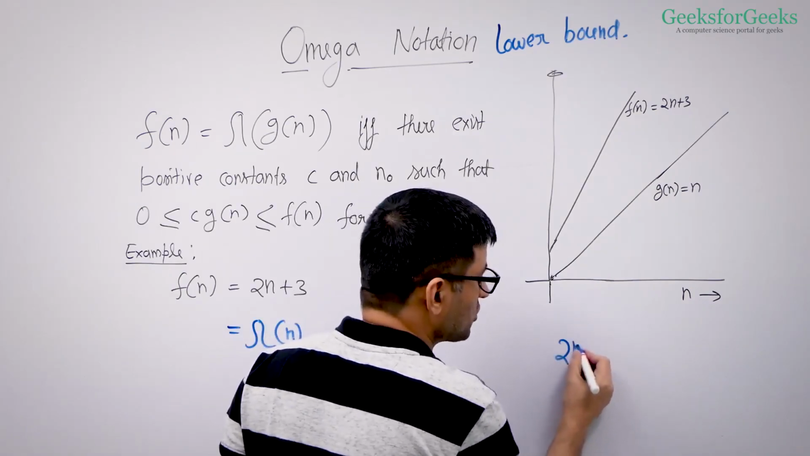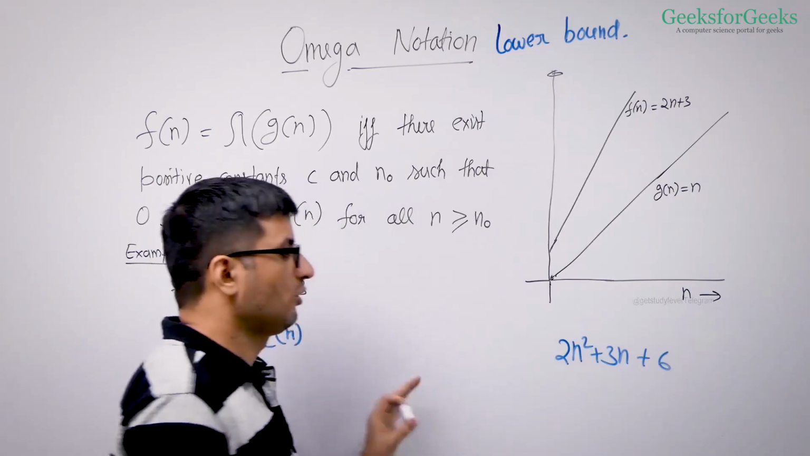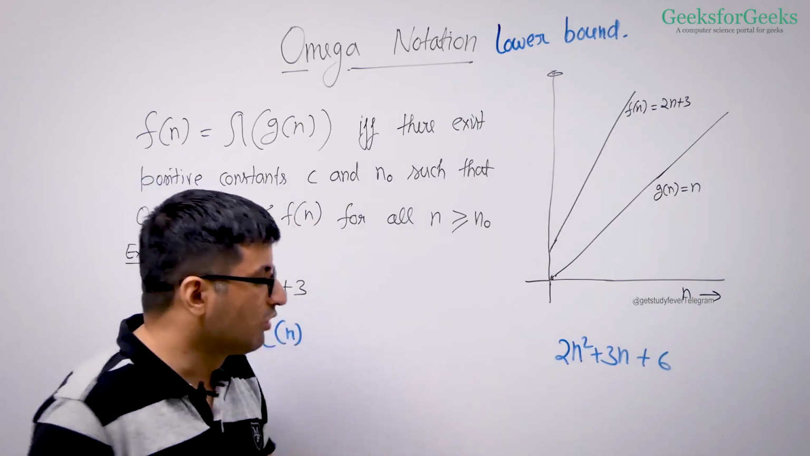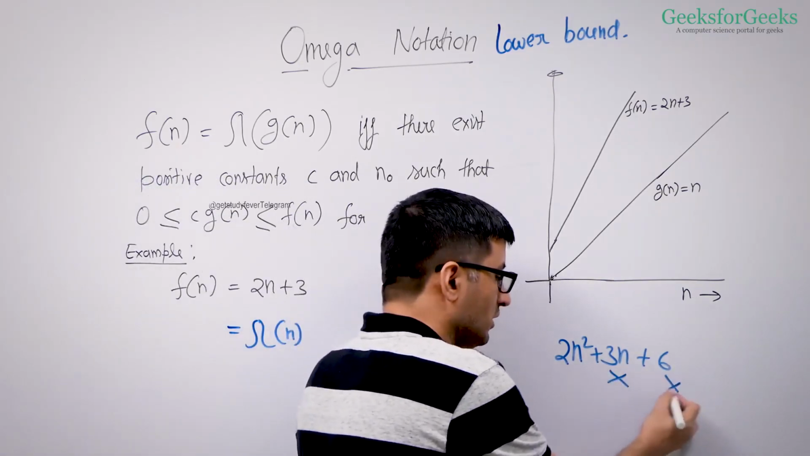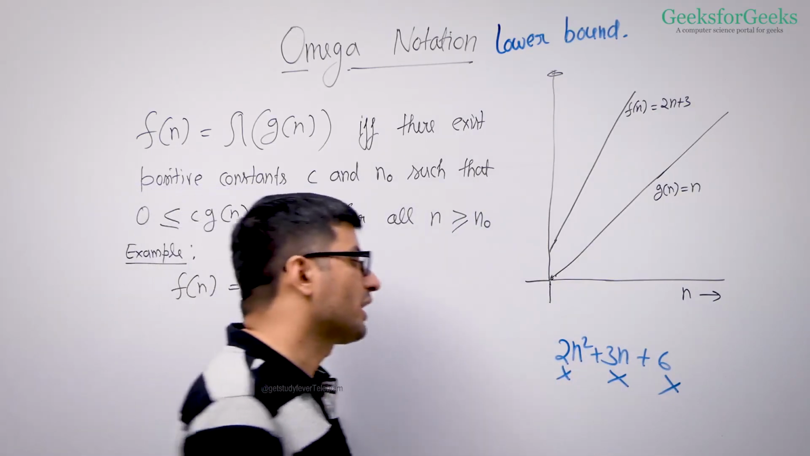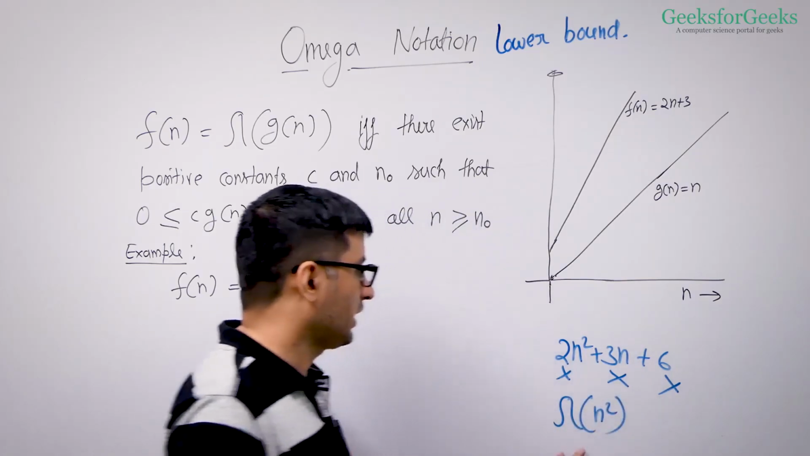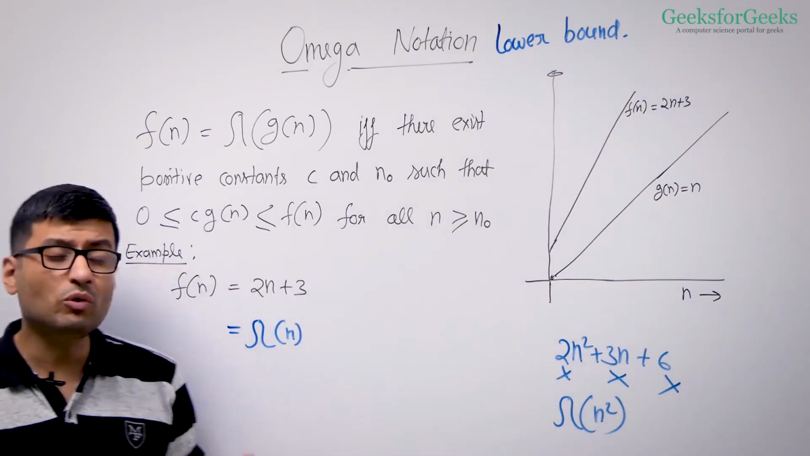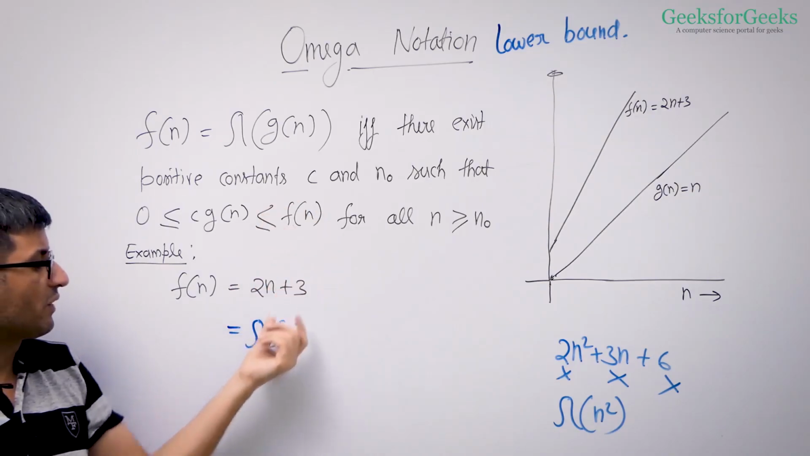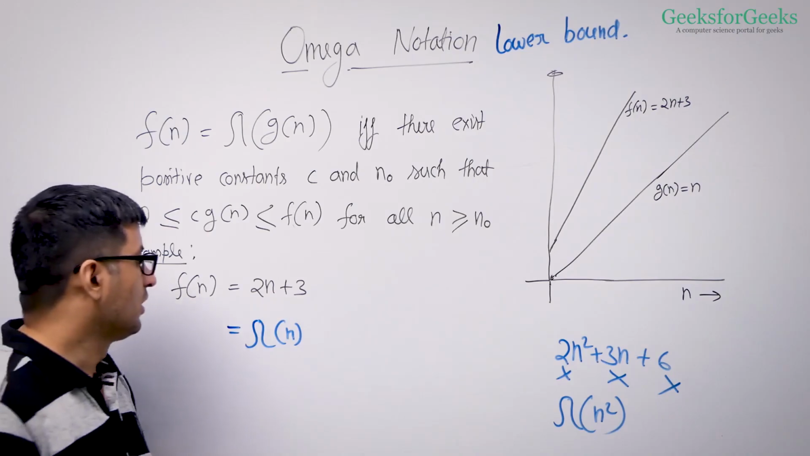Let's see another example. Say I have 2n square plus 3n plus 6. What do we do? We ignore the lower order terms, ignore the leading constant, we get n square, and we can write it as omega n square. Right? That's one way. Now how do I prove it? How do I use this mathematical definition to show that this is omega of n for 2n plus 3?